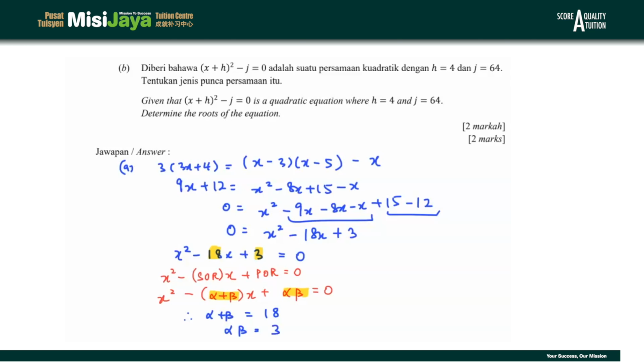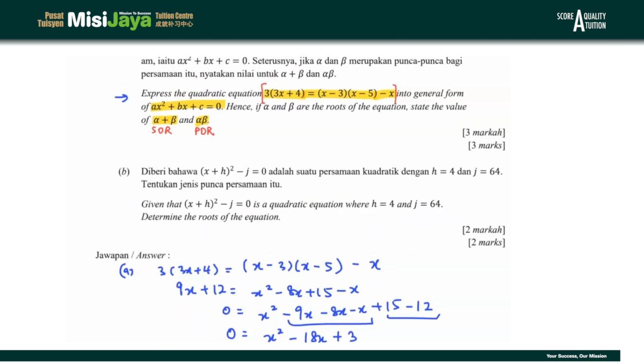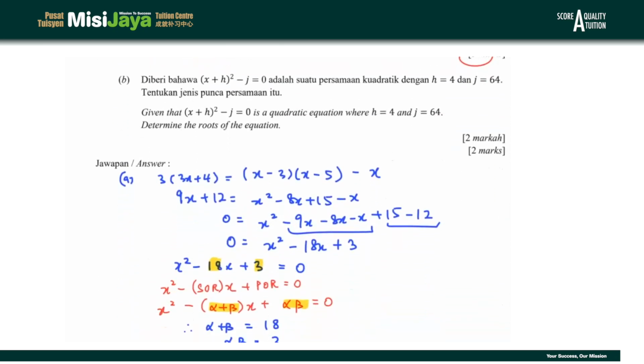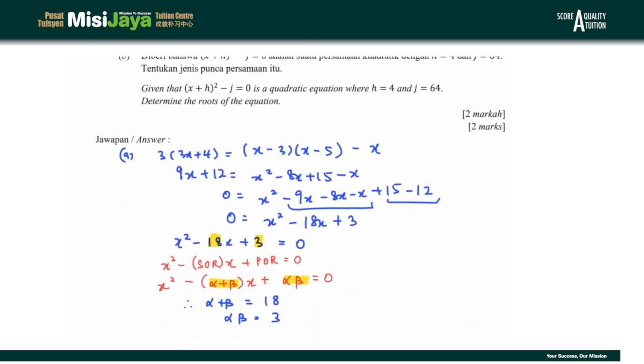Okay, so for this question, it carries 3 marks. So where do we get our 3 marks? Our general equation here carries 1 mark, and then alpha plus beta equals 18 is 1 mark, and alpha beta equals 3 is 1 mark. Okay, that's how we get our 3 marks.